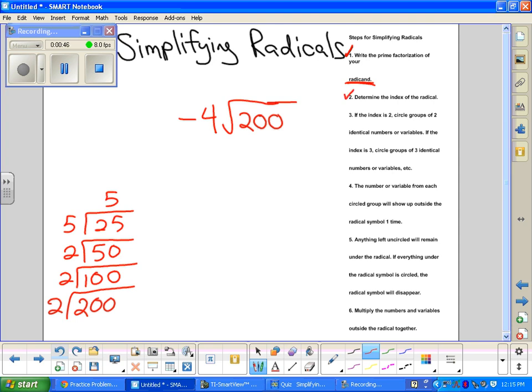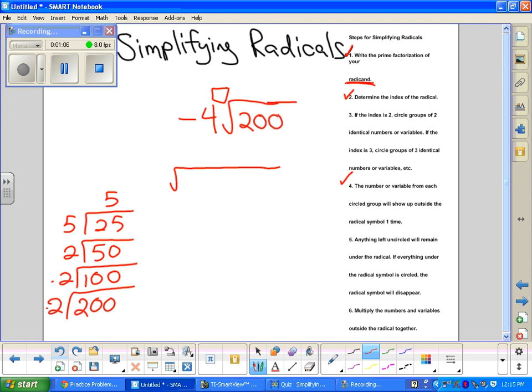Step number 2 is determine the index. Still an index of 2. There's nothing up here, so that means it's an index of 2. Tomorrow we'll start working on indexes of 3. The number of variables from each circled group will show up outside the radical. Hold on a second. I skipped part of the step. I forgot to write down everything on the inside.